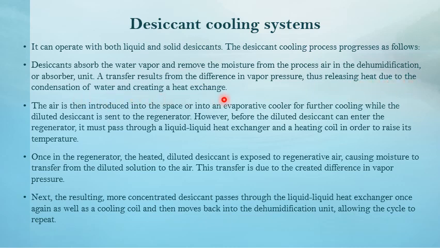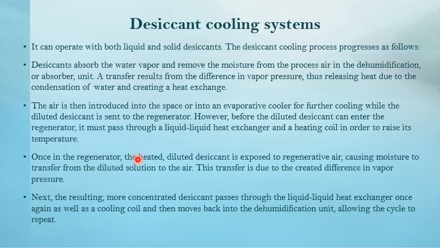The air is then introduced into the space or into an evaporative cooler for further cooling, while the diluted desiccant is sent to the regenerator. However, before the diluted desiccant can enter the regenerator, it must pass through a liquid-liquid heat exchanger and a heating coil in order to raise its temperature.